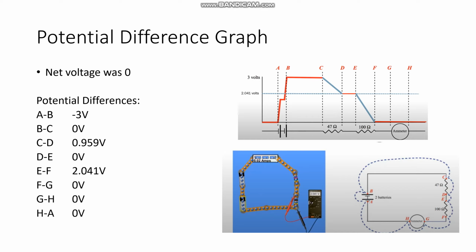So then we're going to go ahead and do the potential difference graphs for portions of the circuit, which you can see there. From A to B, we got negative 3 volts. From B to C, there was no change, as it was just a wire. Then moving across from point C to D, we go over the 47 ohm resistor, and we see a drop of voltage of 0.959. Once again, D to E is a wire, so it's 0. And then across E to F, the 100 ohm resistor, we see a drop of 2.041 volts, or the remaining voltage. The rest is connected by a wire, and an ammeter acts like a wire.